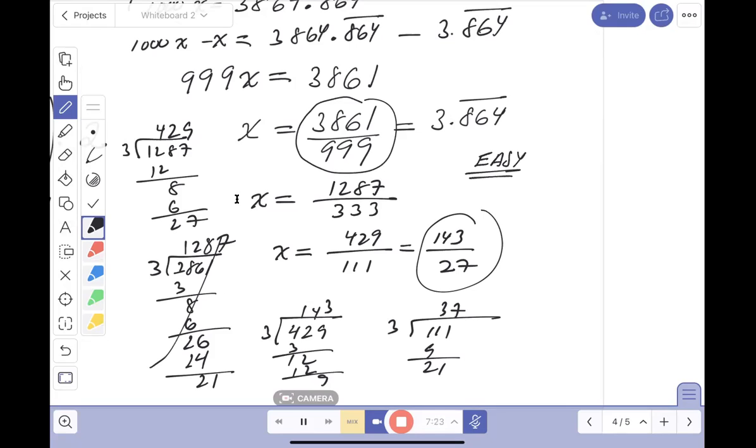However, some students say they can't reduce. Actually, that's the simplest great thing you could do. But this other method's not bad if you want to try it. If you want to do the geometric series, you're still going to get the same answer in the end, which is 143/27.